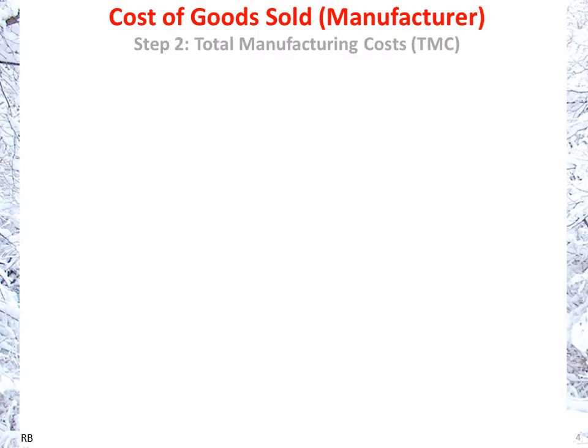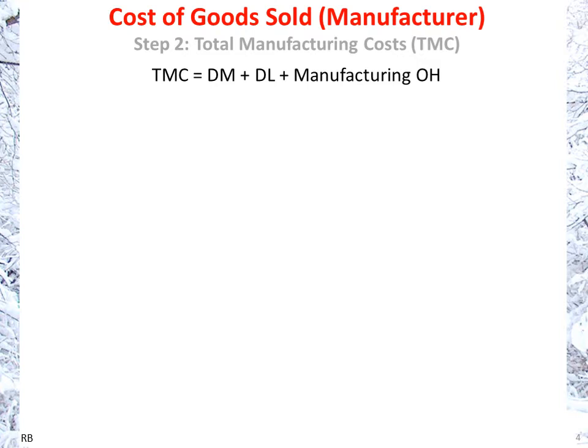Step 2 for a manufacturer is calculating the total manufacturing costs. We have the direct materials that were used, coming out of the inventories of direct materials. Then we add to that the direct labor and the manufacturing overhead. That gives us the manufacturing costs, and so it tells us how much of costs went into the entire manufacturing.